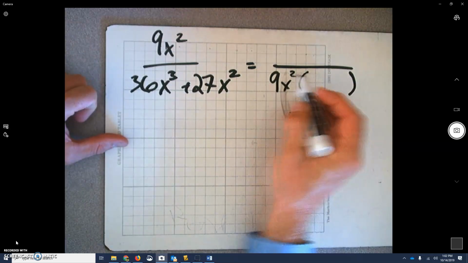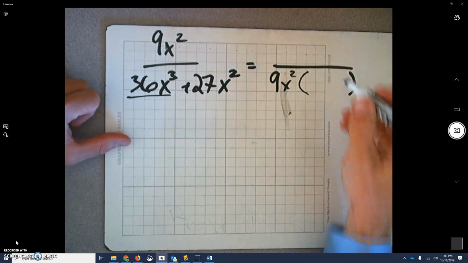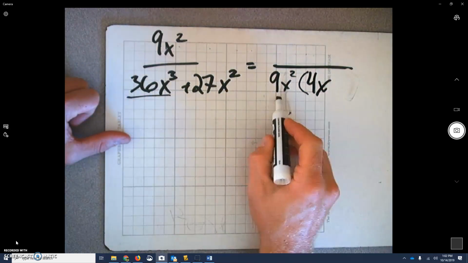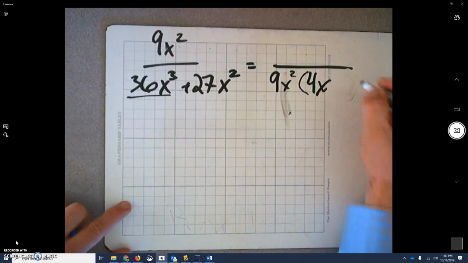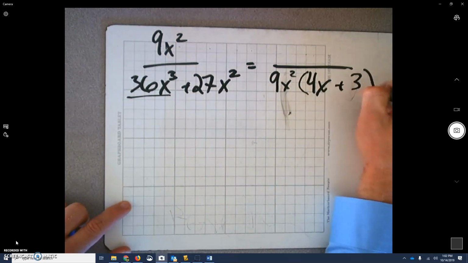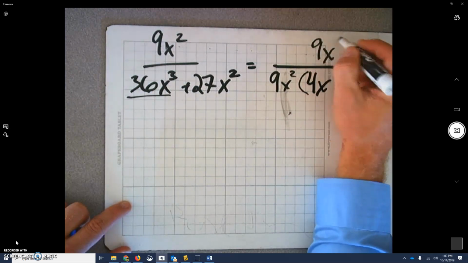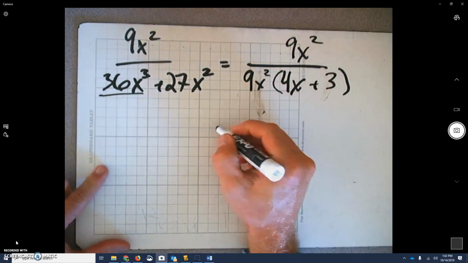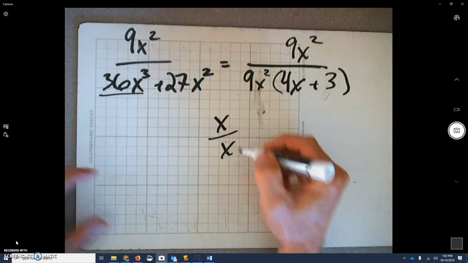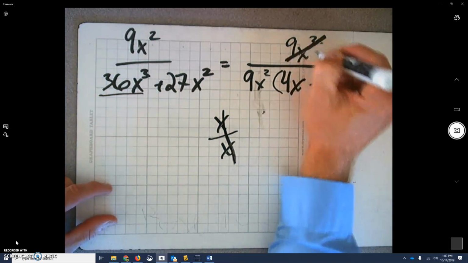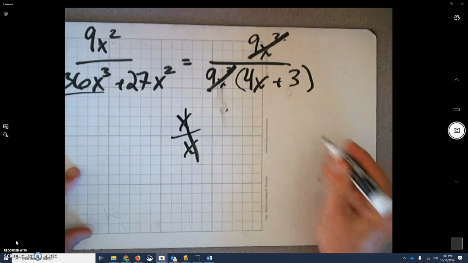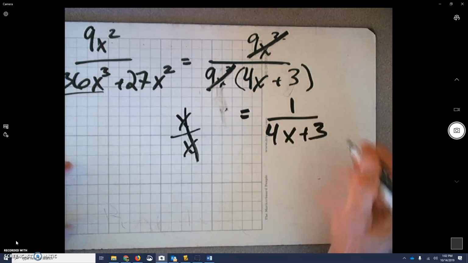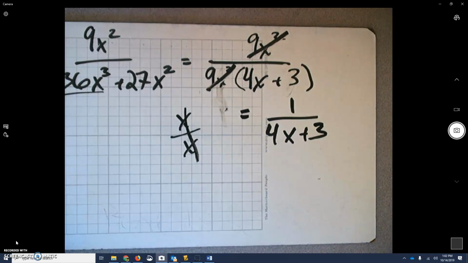So 9x squared times what is 36x cubed? That is 4x. And then 9x squared times what is 27x squared? That is 3. And on top we have 9x squared still. So you can see now we have a 9x squared and a 9x squared. Because anything over itself is 1, we can cancel out 9x squared over 9x squared. So what we're left with is 1 over 4x plus 3. That's the first step of the problem.